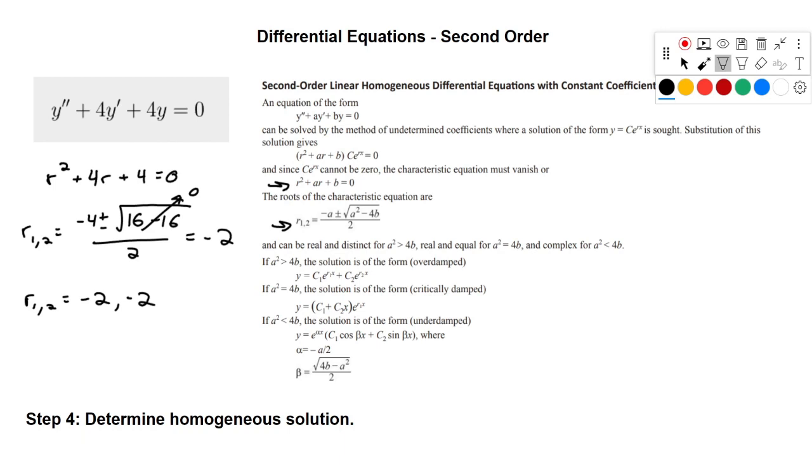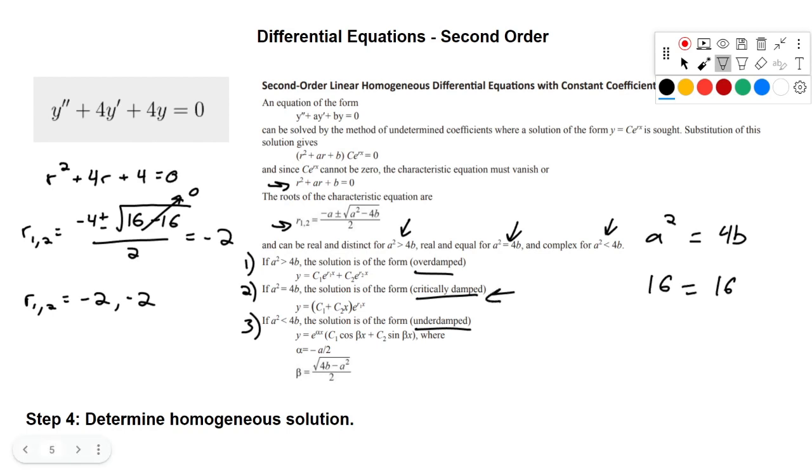So now we want to make a determination on which of these three options we have. So are we overdamped, critically damped, or underdamped? And how we'll do this is by doing a comparison between a squared and 4b. We want to see if that's greater than, equal to, or less than. So a squared, 4 squared is 16. 4 times b, 4 times 4 is also 16. So we could see that they are equal, and we are critically damped. Now we could have figured that out just by seeing that we have a double root here. Anytime you have a double root, you're going to be critically damped, but doing this comparison is always good.